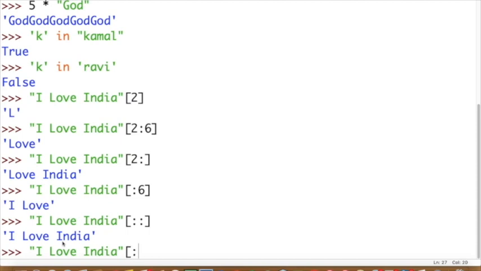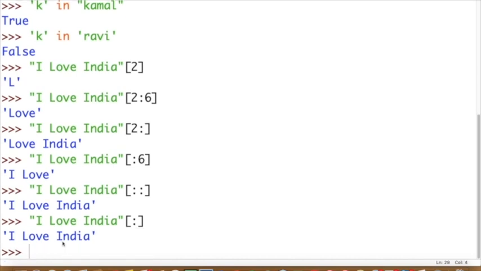Now, let us go for another example. Just passing one colon. Let us see what happens. It again puts the output as I love India. So this is again the same thing as in the previous example. Now let us go for the next example.